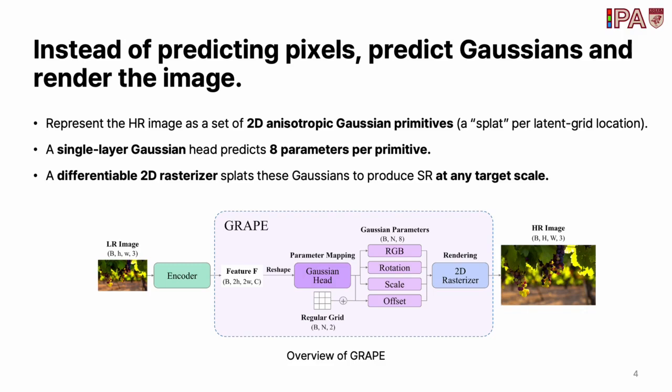Then a single layer head predicts just 8 numbers per splat: the RGB color, a rotation angle, 2 scale values for anisotropy, and a 2D offset. Once it has those parameters, a differentiable 2D rasterizer does the heavy lifting, splatting Gaussians onto the output canvas, so it can generate a super resolved image at any scale efficiently.